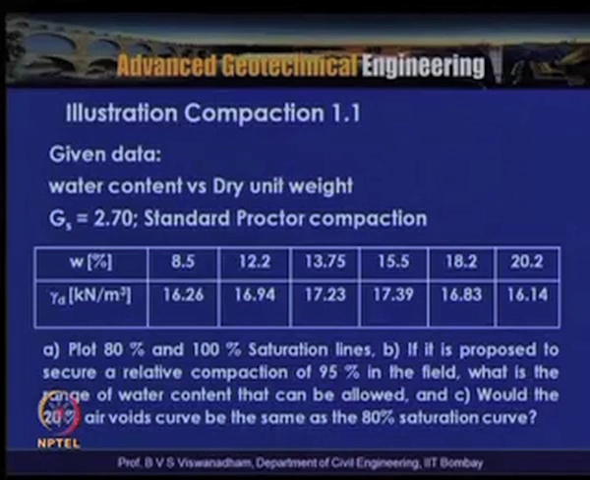Part B is that if it is proposed to secure a relative compaction of 95% in the soil, what is the range of water content that can be allowed, and would the 20% air voids curve be the same as the 80% saturation curve? We have discussed in the previous lecture that they are not the same, but let us see how that can be illustrated with the help of this problem.